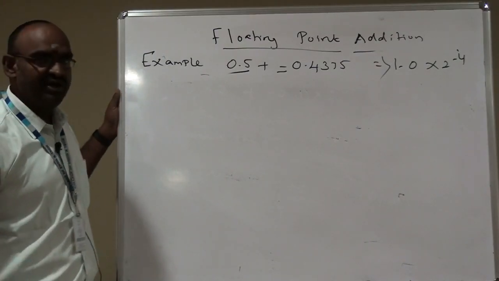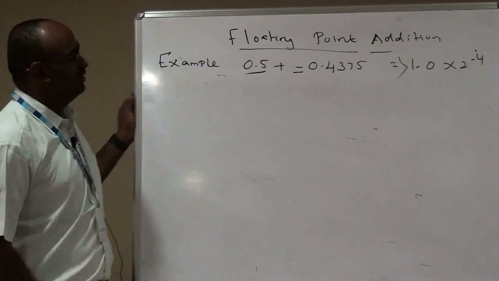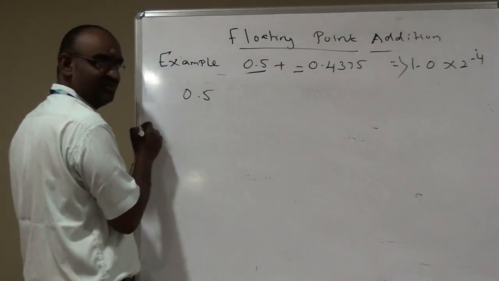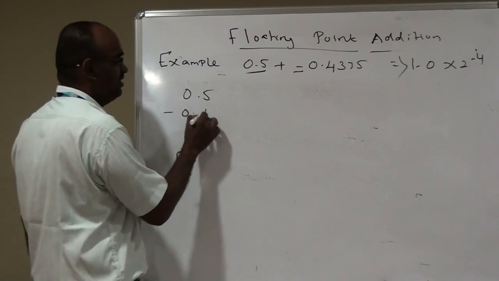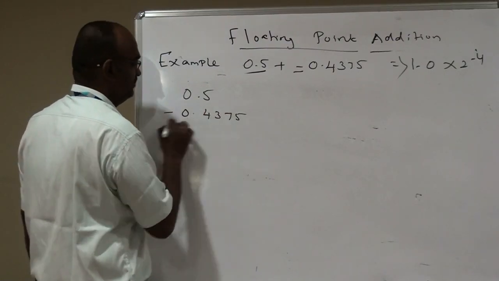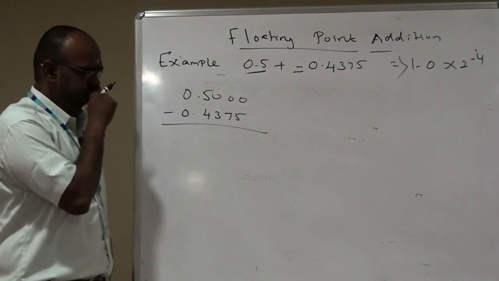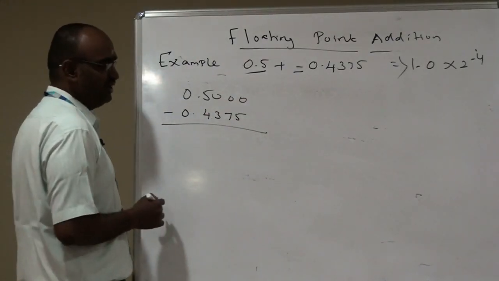So very easy, you have to compare this value in decimal. So how should it be? The 0.5 minus 0.4375. So what is the value actually when you are doing the subtraction manually? So what is the value here?